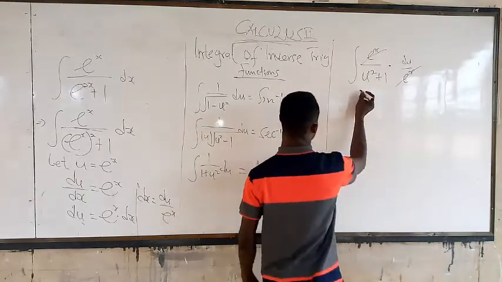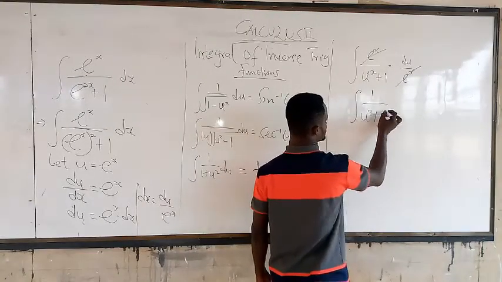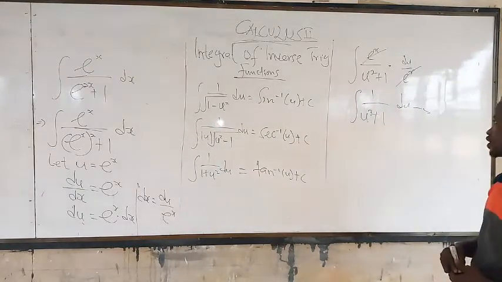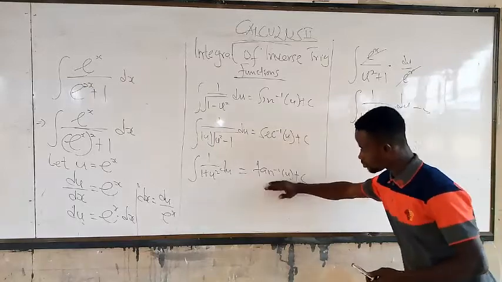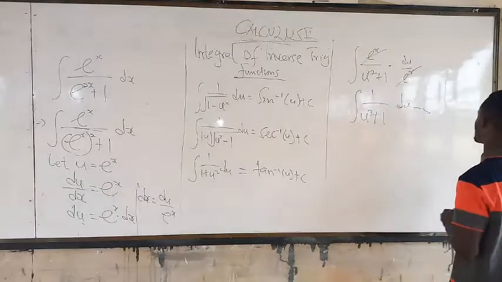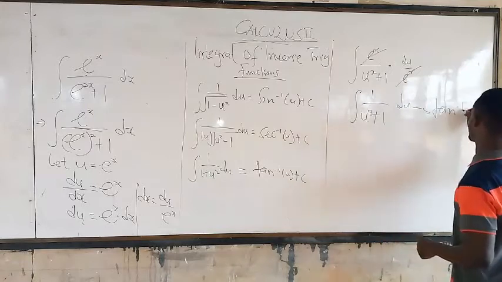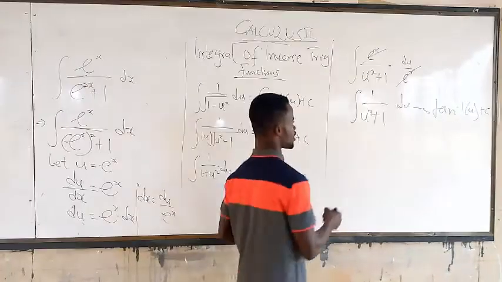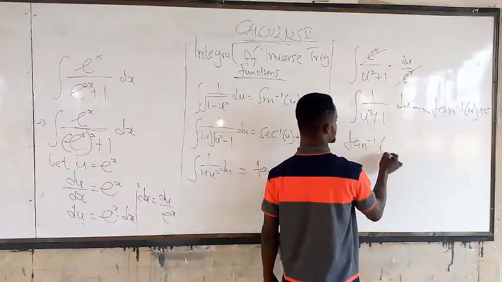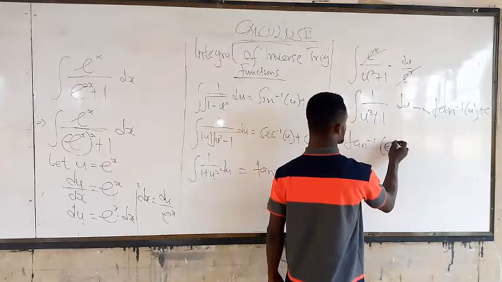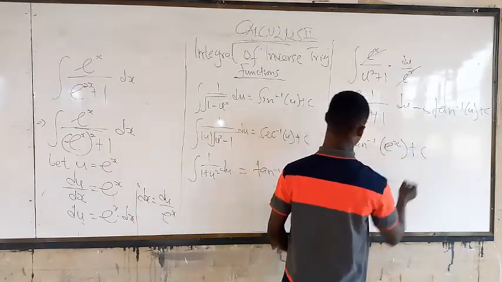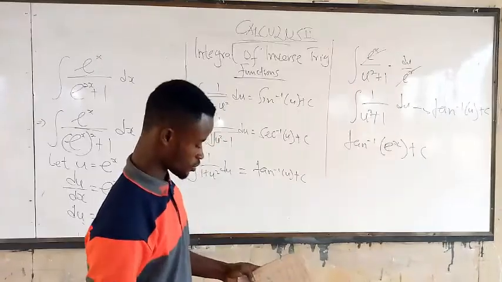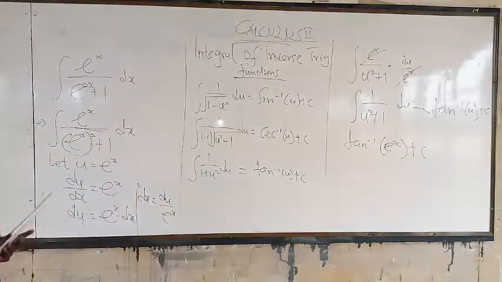So now we have it in terms of what? u. And this is exactly tan inverse of u plus c. But u is e raised to the power s. Therefore, we get tan inverse of e raised to the power s plus c. Very good. Hope you understand. Trust you. Alright, next question.